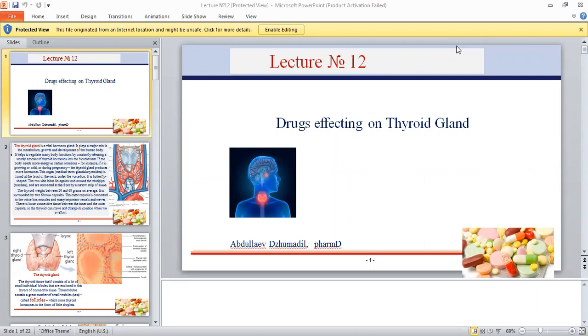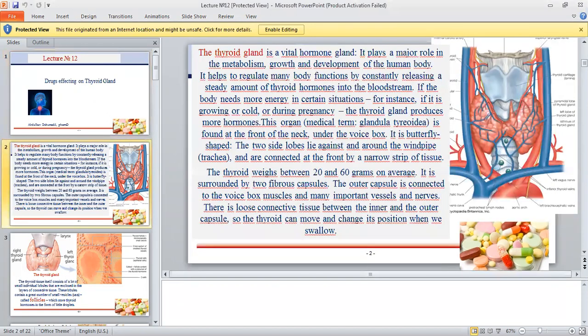Today the topic of my presentation is drugs affecting the thyroid gland. I'm going to throw light briefly upon those drugs which can affect the thyroid gland. I would like to briefly explain the thyroid gland and the structures which are present inside it. So let's start with the thyroid gland.